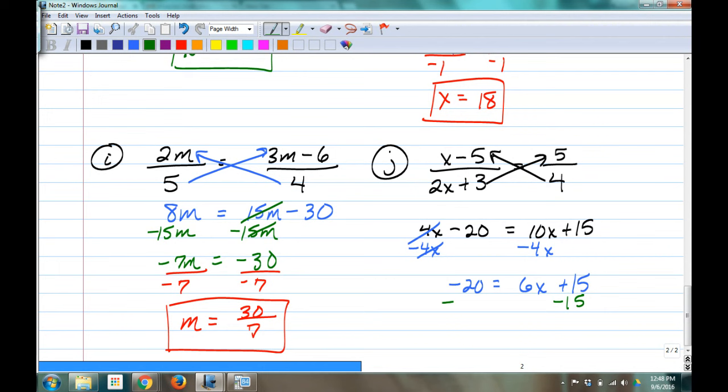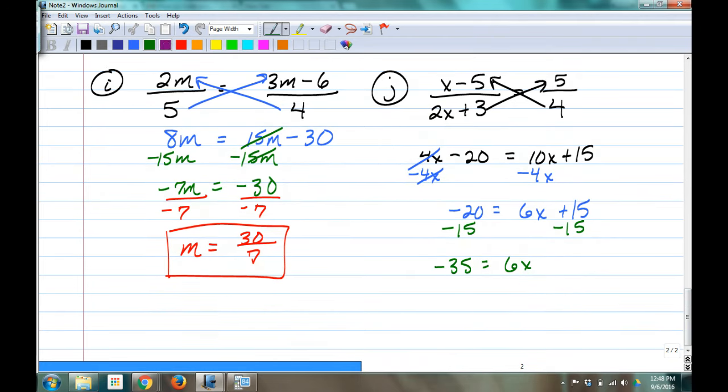Subtract 15. Be negative 35 is equal to 6x. And then what? Divide by the 6. Yeah, that doesn't reduce, does it? And we've solved that proportion. Every time: cross multiply, get x by itself. Very much the same every single time.